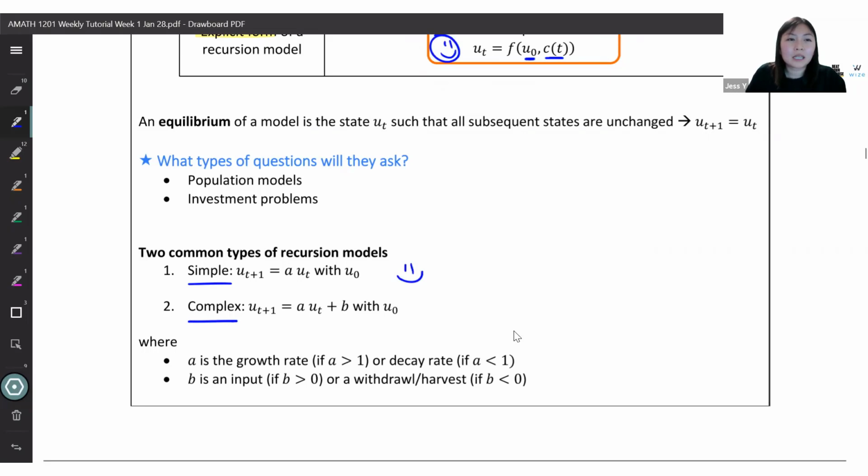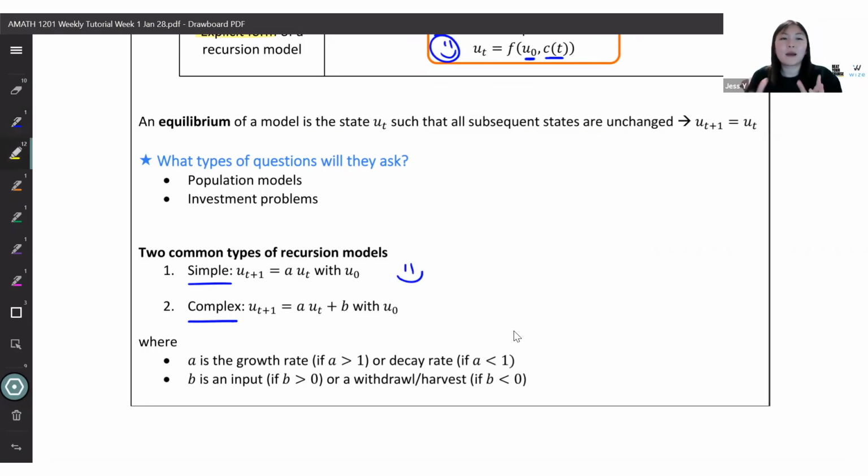The simple one looks like this. And I apologize if my notation's different than your TAs or your profs. I know some people use Ys, some people use Ps, some people use Us. So I'm using U here. If you see Ys or Ps, it's the same thing, it's just another letter. U sub t plus 1, so the t plus first term, is a times the previous term, okay? Where the initial one is U0.